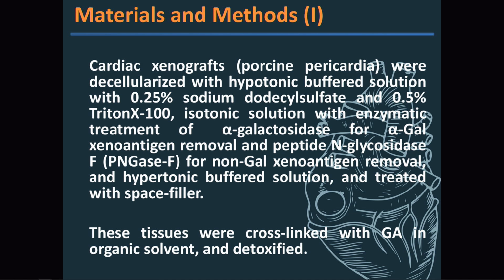Looking at materials and methods, cardiac xenografts, porcine pericardia, were decellularized with hypotonic buffered solution with SDS and Triton X, and isotonic solution with enzymatic treatment of alpha-galactosidase for alpha-gal xenoantigen removal, and peptide-N-glycosidase F for non-gal xenoantigen removal, and hypotonic buffered solution and treated with space filler, and then cross-linked with glutaraldehyde in organic solvent and detoxified.